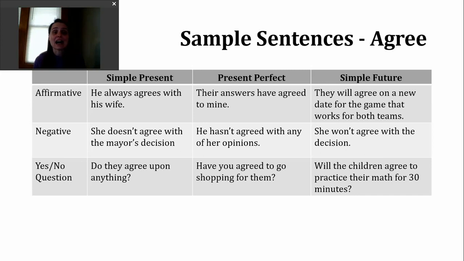If we want to make a negative statement in the future, all we need to do is add not after will, and the contraction for that is won't. She won't agree with the decision.